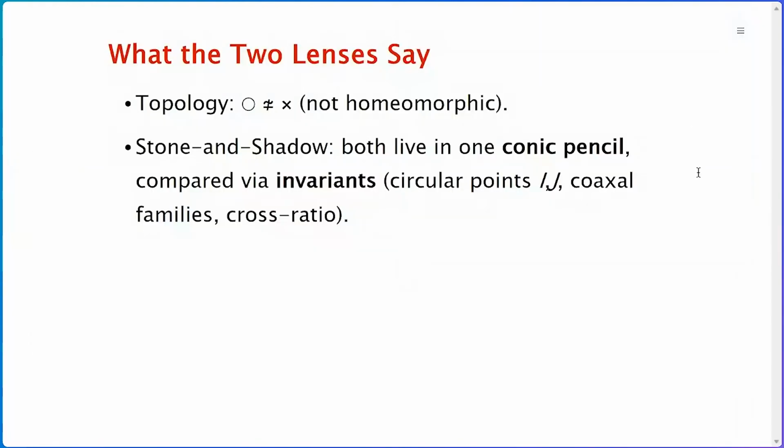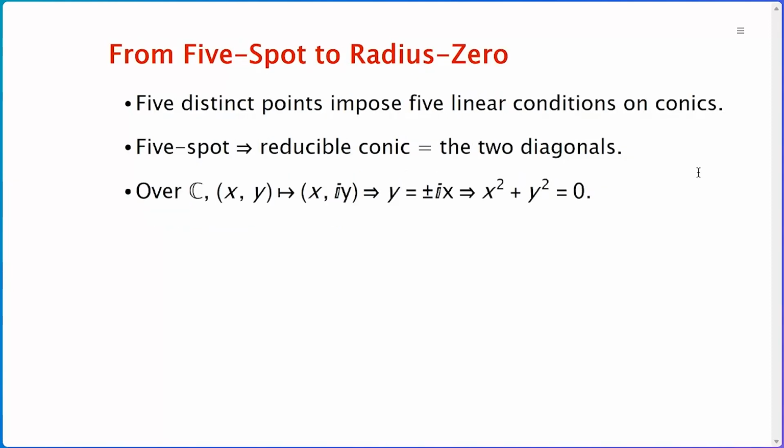So topology is right to say circle and cross are not the same kind of object, but the shadows explain why they still cohabit on a conic pencil. The invariants, circular points I and J, coaxial permanence, and the reality of the cross ratio for 4 points, hold the narrative together. This is where the puzzle stops being a joke and starts being a geometry. Okay, now the algebra.